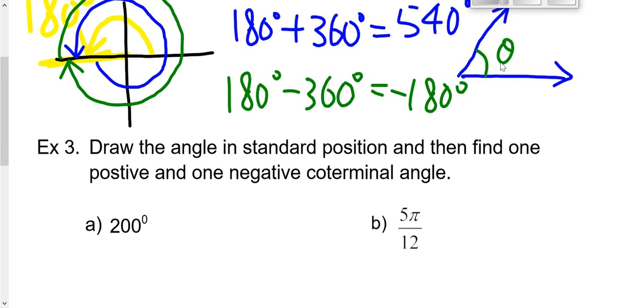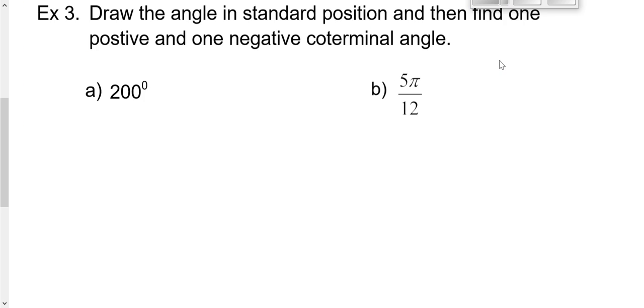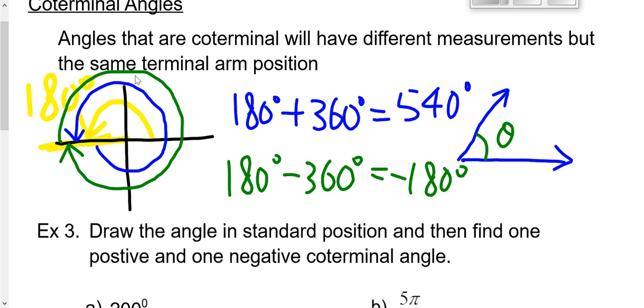Alright, so let's move on. Draw the angle in standard position and then find one positive and one negative coterminal angle. So that's easy. Oh, sorry. Let's go back here and talk about some generalization. So what's my generalization? Whatever angle was given to you, you either add 360 to that, and you will have a positive coterminal angle. How do I add 360?